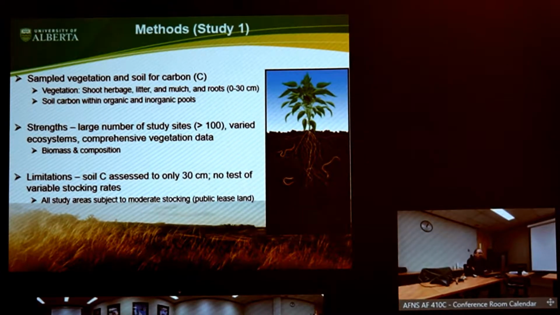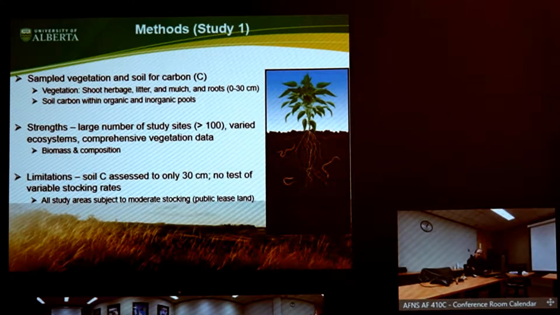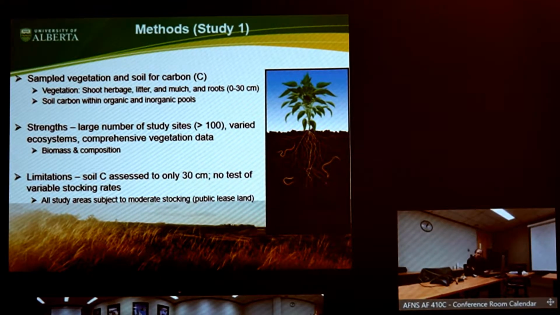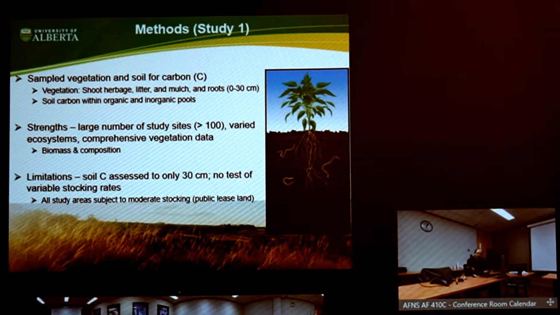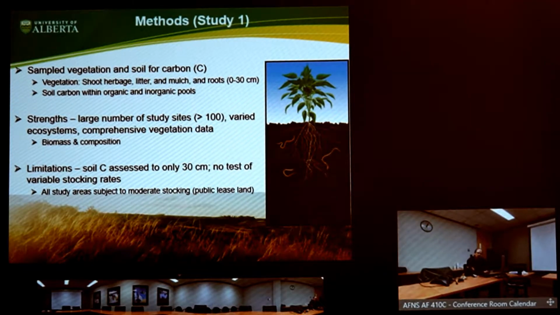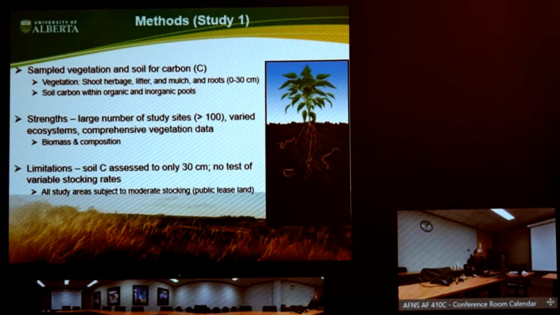One of the big strengths of this study is the very large number of study sites. It's not uncommon to see studies that report on 2 or 4 or 5 study sites, but not 100 plus sites. So that's a marked departure from what you've seen elsewhere.